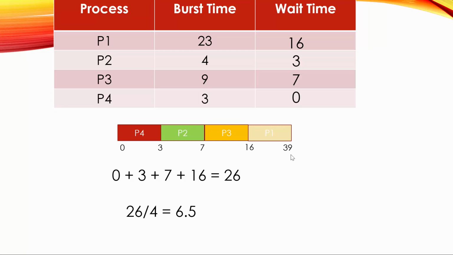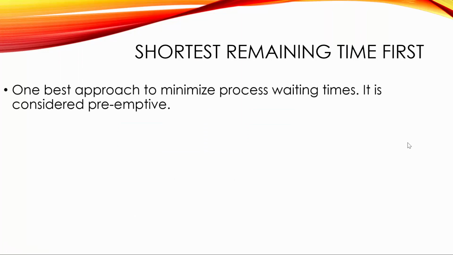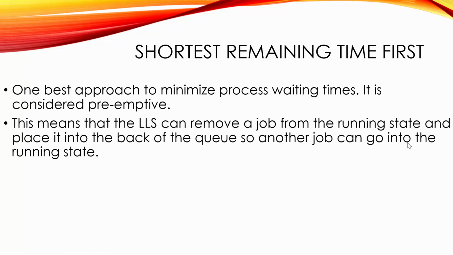Let's take a look at the next algorithm. So now the last algorithm, shortest remaining time first. It's one of the best approaches to minimize process waiting times, and this is what we consider preemptive. Now, what preemptive means is that the low-level scheduler has the ability to remove a job from the running state and place it into the back of the ready queue so another job can go from the ready state into the running state.